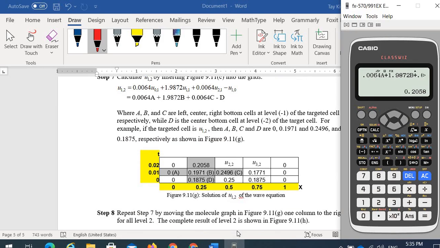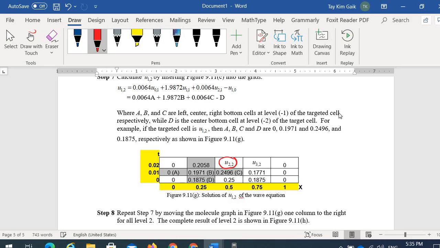Similarly, if you're not using the formula, then you need to press 0.0064 times U01, which is 0, plus 1.9872 times U11, which is 0.1971, plus 0.0064 times U21, which is 0.2496, minus U10, which is 0.1875. And when you move to here, it's only the A, B, C, D values that move. When you move to level 2, you focus here. So this becomes A, this becomes B, this becomes C, this becomes D.